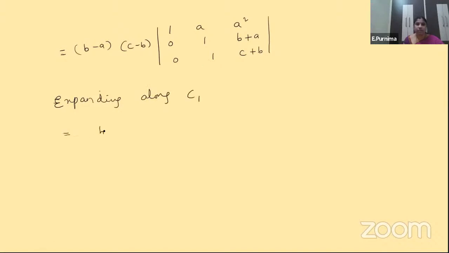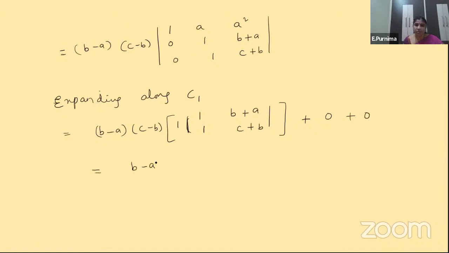So this is equal to B minus A into C minus B into the determinant, according to our original method: 1 into first element into its minor. What is the minor of this, children? If you eliminate this row and column, the 4 elements are left: 1, B plus A, 1, C plus B. Clear? And the remaining elements are zeros only, so there is no need to find the minors, because when you multiply with 0, it will become 0 only. For that reason only we are making any 2 elements zeros. It is a vertical line, children.